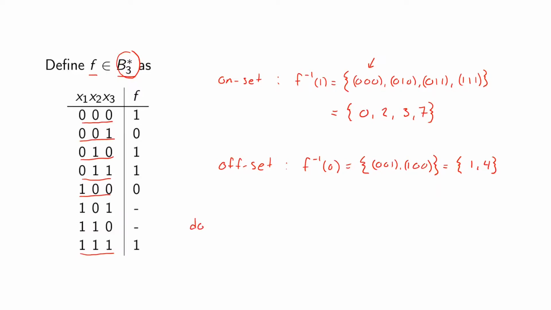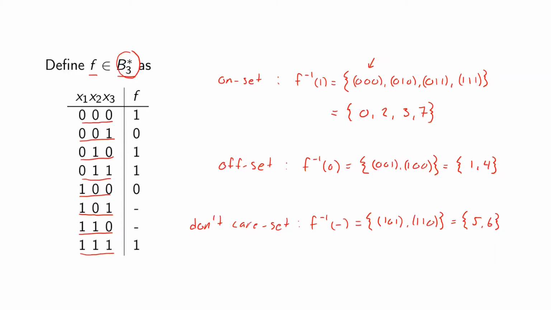And finally, our don't care set we defined as all the input combinations such that our output is the don't care. So these are the last two input combinations that we have. So it is 1, 0, 1 and 1, 1, 0. And again, let us simplify the notation, and here we write 5 and 6.